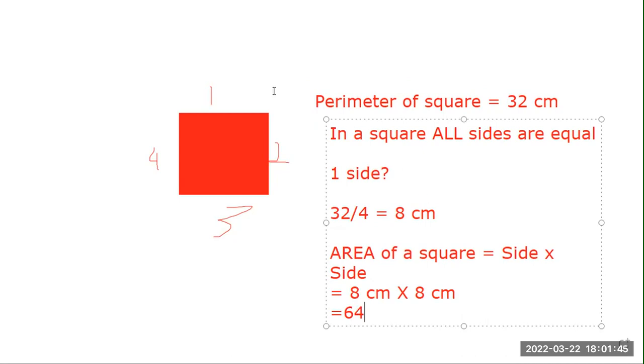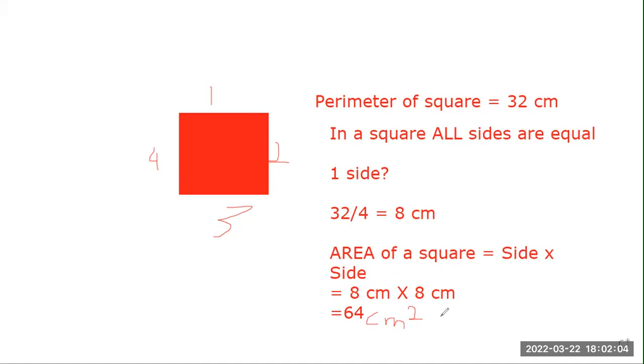Now guys, don't forget your units. So it's not 64 apples, bananas, pears, right? It's 64 centimeters squared. The unit for area in this case is centimeters squared. So don't leave off the centimeters squared and throw away your marks, please. Make sure you put your units, right?